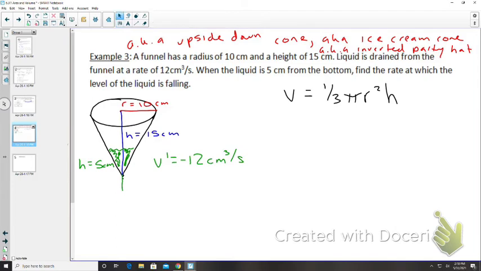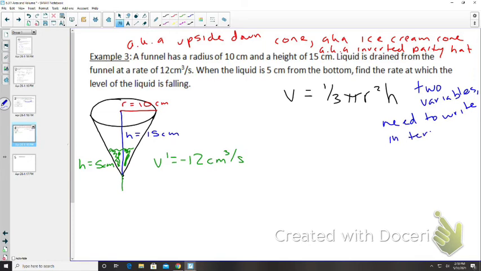So we need to relate them in terms of one another. I'm just going to make a note here: two variables, need to write in terms of one another. So we can either write it so we have two R's, or we can write it so we have two H's. That's what we have to do. So I'm going to solve for R.